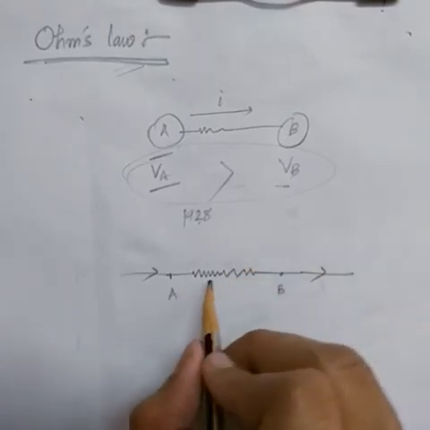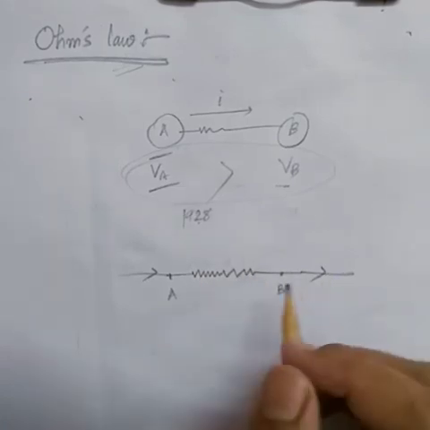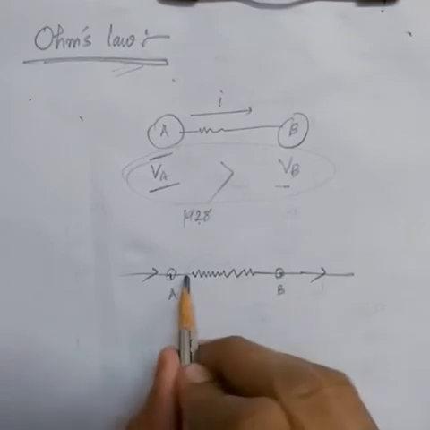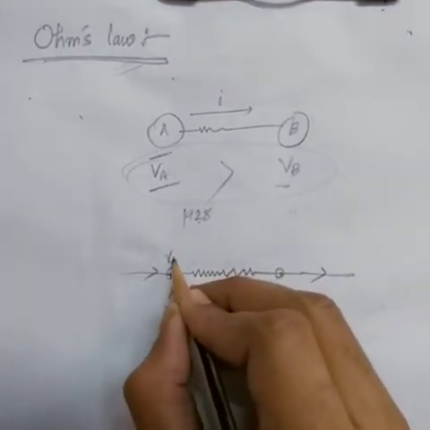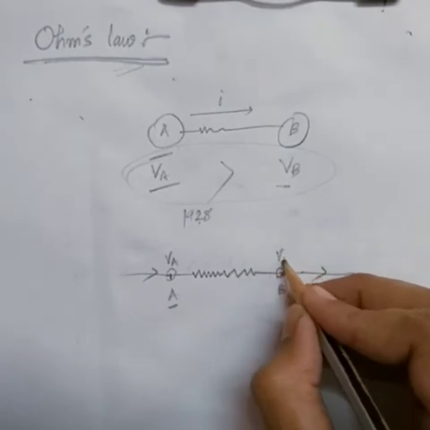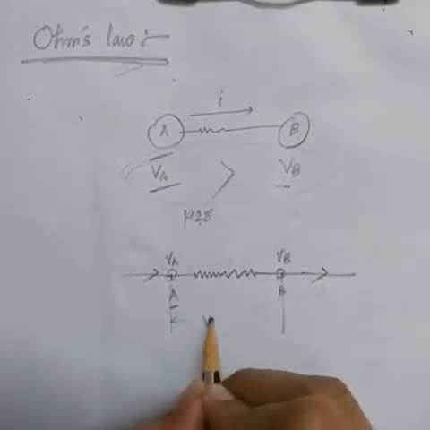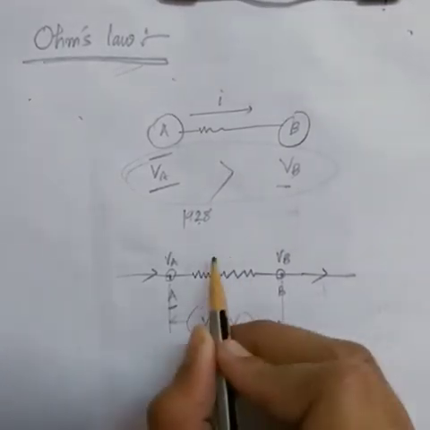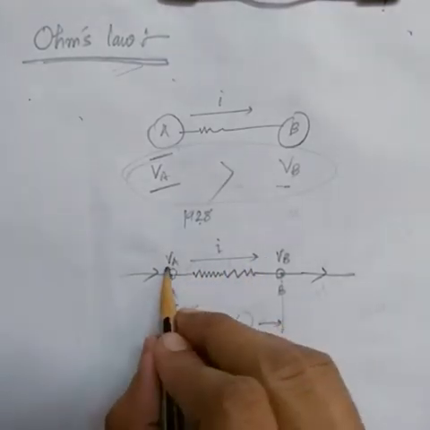Already you know that to represent the resistance we use these zigzag lines, right? So there are two points A and B, and in between these two points there is a resistance, and the potential of the point A is VA, the potential of the point B is VB. Therefore the potential difference between them will be VA minus VB, and say the current is flowing through this resistance in a particular direction from A to B.